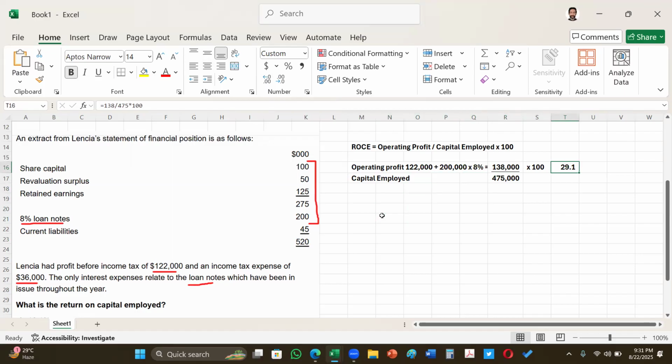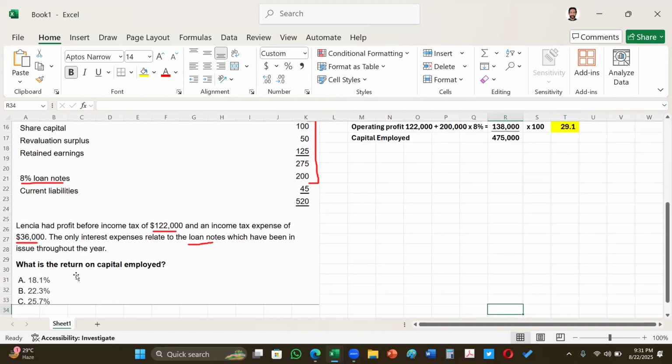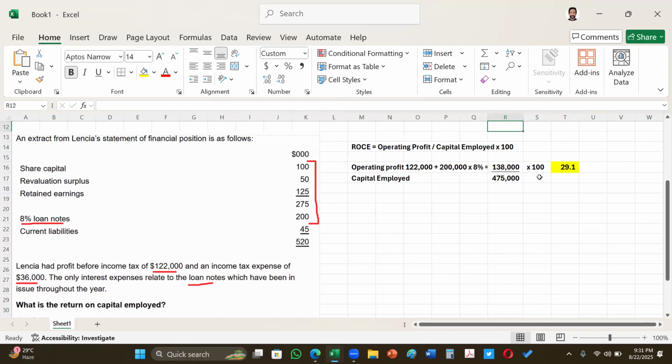So the percentage, the ROCE, is 29.1%. So we do not have option D. Option D is the correct one. I hope this one is clear before we move to the question section to click the right answer.